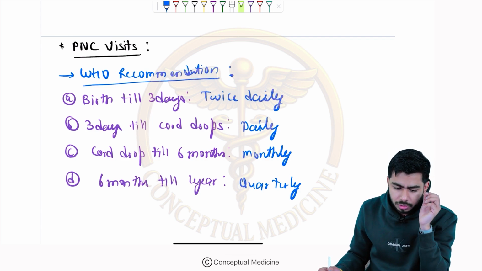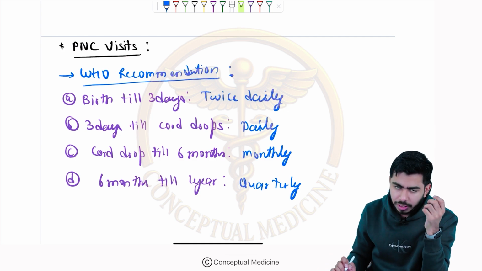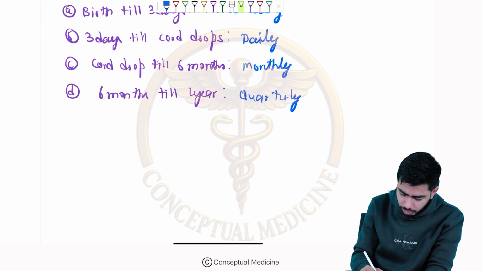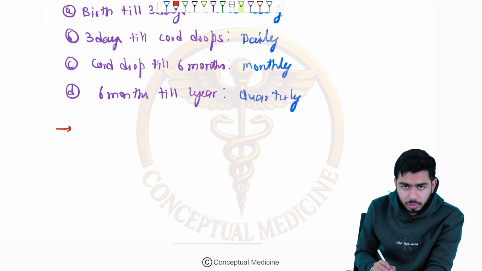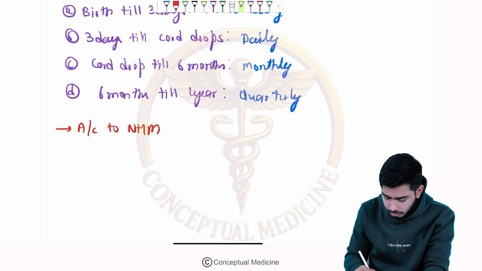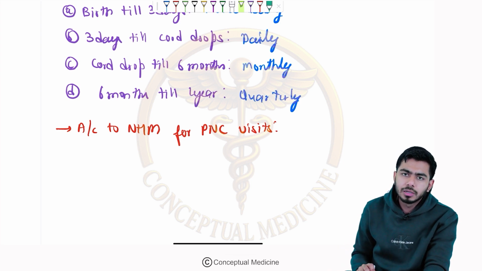Now, if we talk about the NHM guidelines, National Health Mission guidelines for the PNC visit, they are saying 4 visits are the minimum. So, according to NHM, now we have talked about the WHO. Now, according to NHM, if we talk about India, National Health Mission, for PNC visits, postnatal care visits, they are saying that 4 visits you need to remember. Now, this you need to remember for your exam, right?